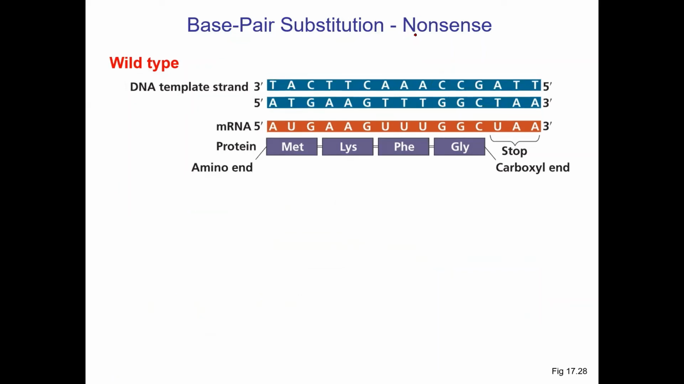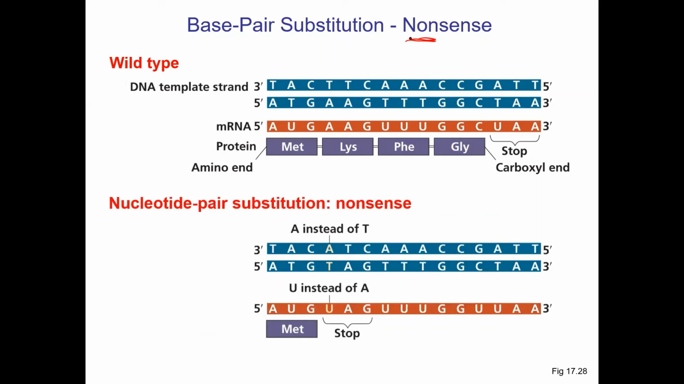There's also a nonsense mutation. Nonsense starts off with the word no or none, okay? So what's going to happen here? Let's take a look. What if we make this change? We're going to change this TA to an AT. So now our codon is AAG, and I'm changing this codon to a UAG. Hopefully you remember your genetic code. The UAG codes for stop. So none, right? No amino acids are made after this point.